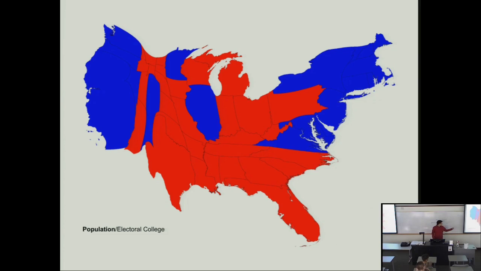Population and electoral college. Okay. How do we know that? Because it says it on the diagram, right? It shows how small the populations are. It shows how small the population is in the college.